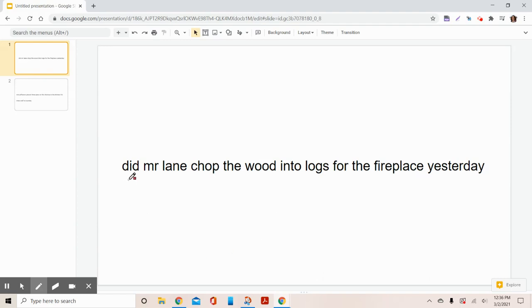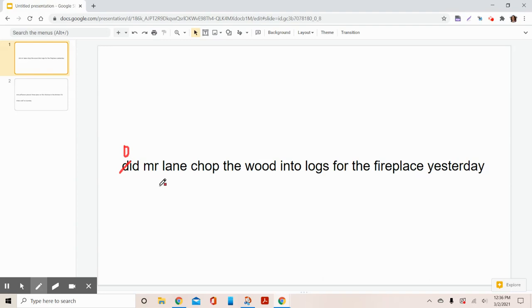Well, going back to the beginning of the sentence, we know, of course, every sentence has to begin with a capital letter. So let's go ahead and cross off that D. We're going to make that a capital D because it's the beginning of a sentence. The first noun that we come across in this sentence is Mr. Lane. Mr. Lane names a person.